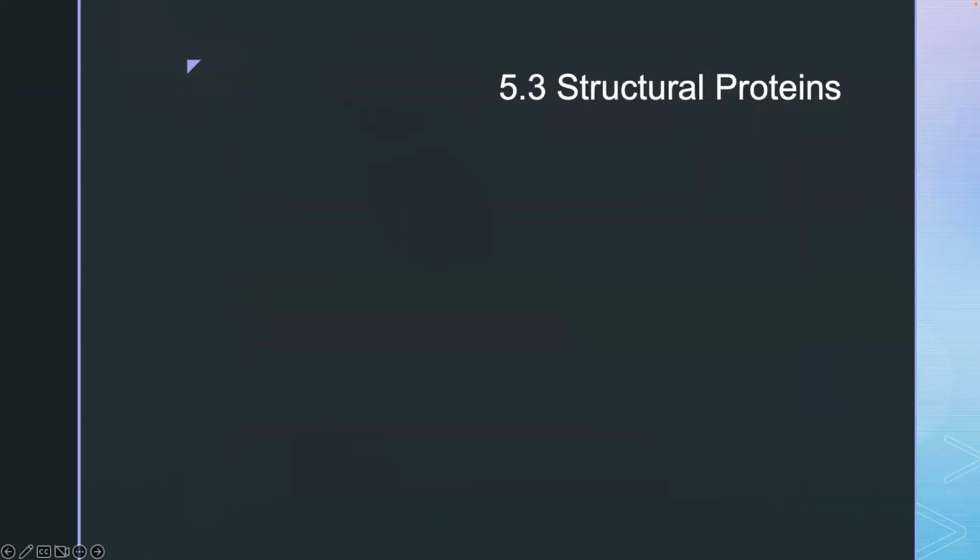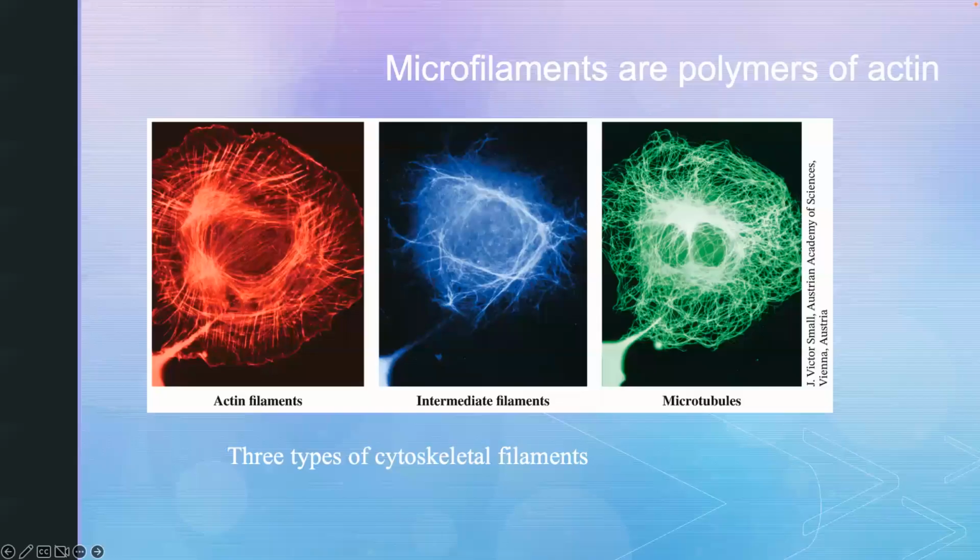So next we can get into structural proteins. All right. Microfilaments are polymers of actin. This image is just showing you 3 different types of cytoskeletal filaments. You have actin, intermediate filaments, and microtubules. And you can see they have a different distribution from each other and how they look.